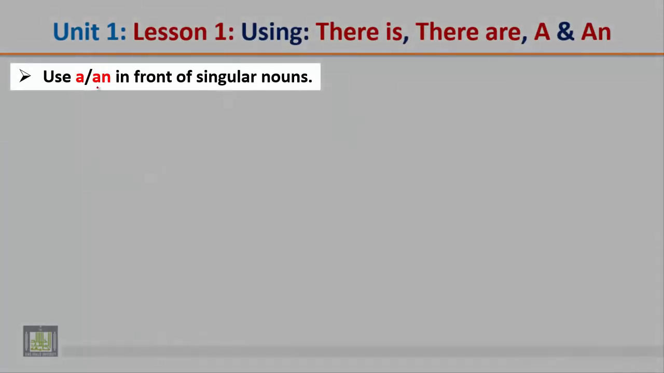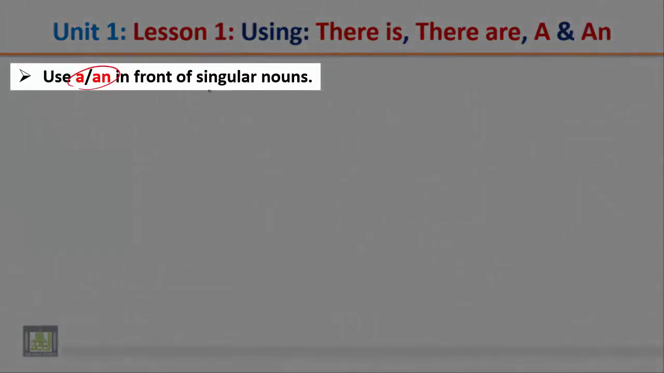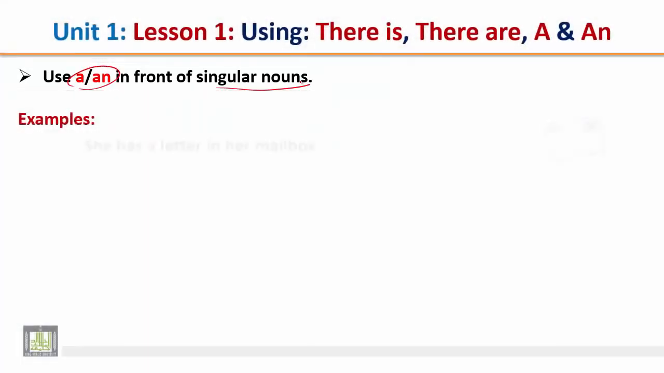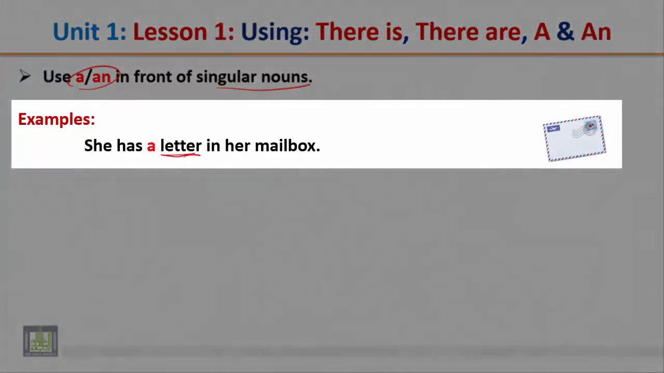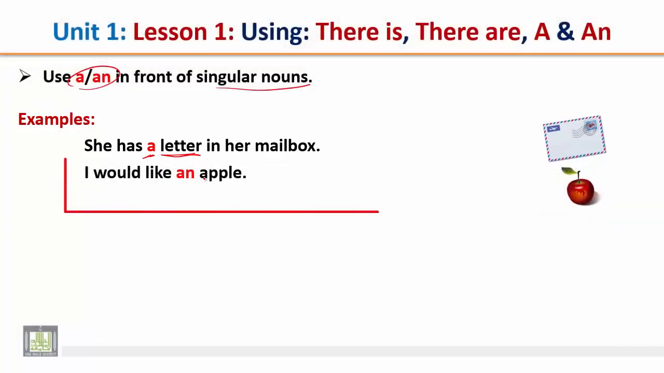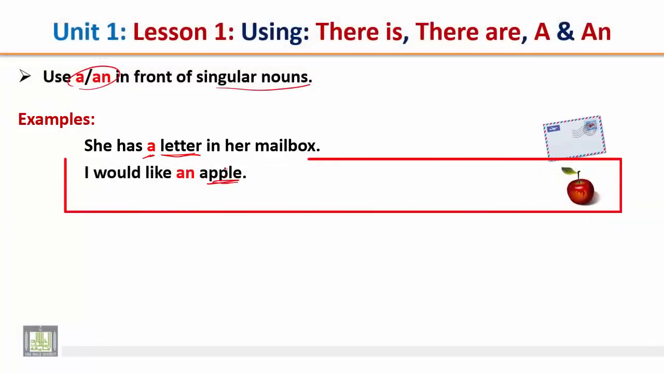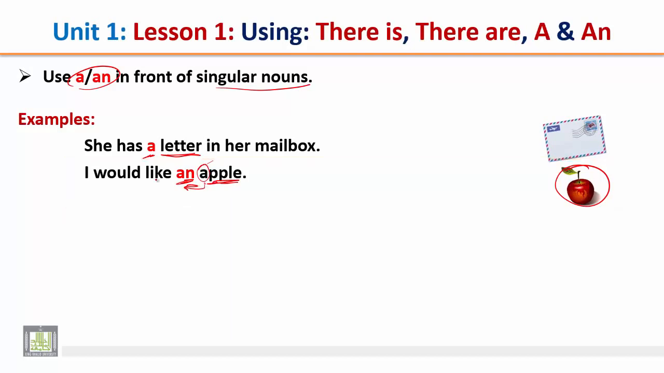Use a or an in front of singular nouns. Examples: she has a letter, one letter, singular, so we use a. I would like an apple, one apple, so this is singular, we use an. Again, why? Because the word apple starts with a vowel sound.